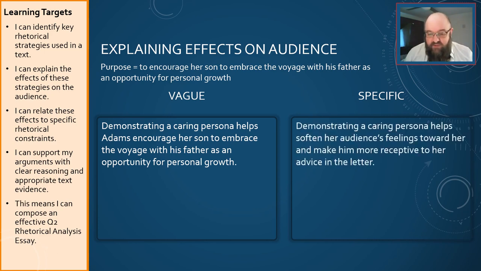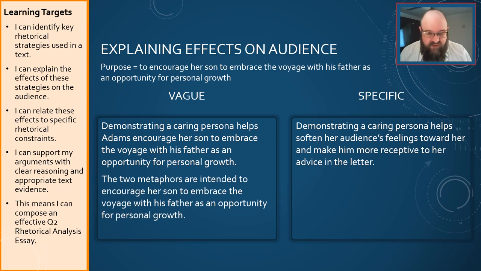Demonstrating a caring persona helps soften her audience's feelings toward her and makes him more receptive to her advice in the letter. Her advice, of course, being that he ought to embrace the voyage with his father as an opportunity for personal growth, and so on and so forth. So here I've taken this particular technique and I've explained how it works specifically as an entity unto itself, and that particular effect clearly is helping achieve that overall purpose, because if he's not receptive to her advice, then she can't encourage him.